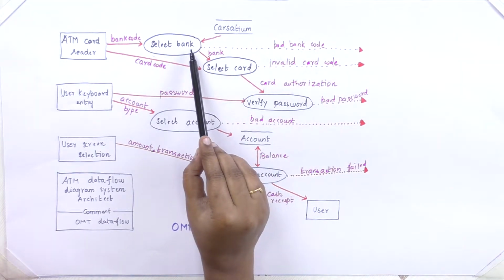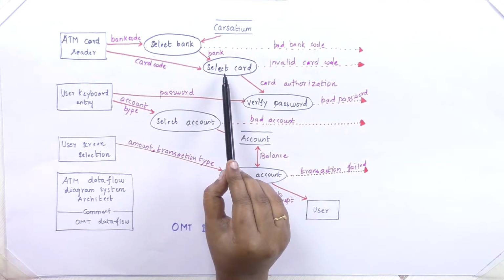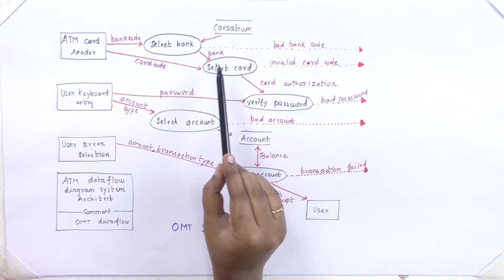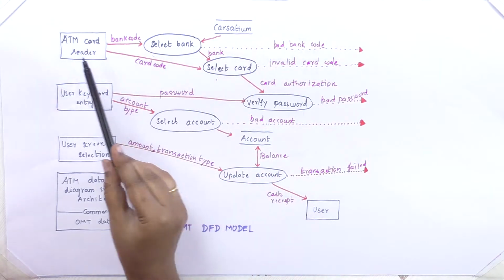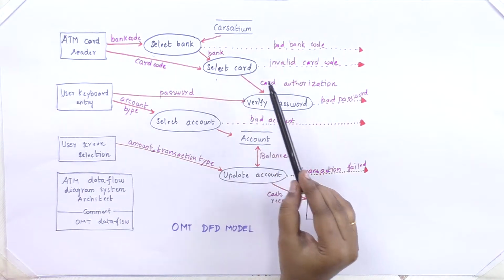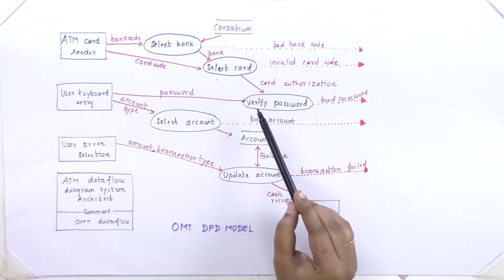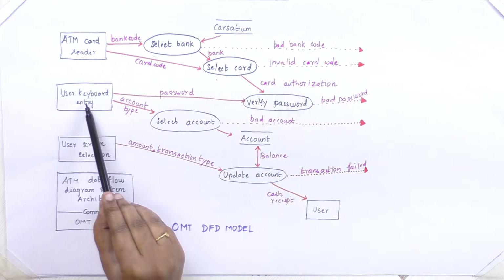So if you are going for bank selection, first you have to select the type of bank and then you have to select the type of card. When you are selecting the type of card, the card details and bank details will come from the previous processes and the external entity. After selecting the card, you have to verify yourself. That means you have to authorize yourself. You will be giving your PIN number. This PIN number will be entered using the keyboard that you have on the ATM card reader.